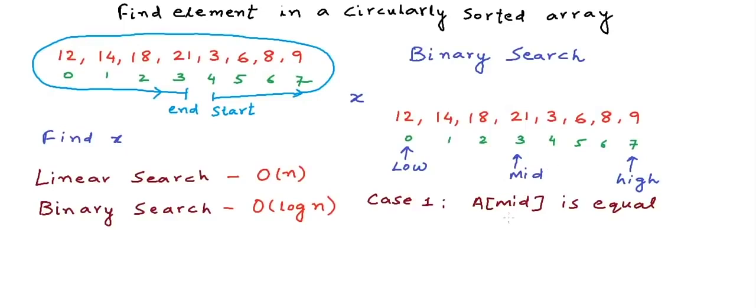And if this is equal to x, our search is over. We will return mid, telling that x exists at index mid. If a[mid] is not equal to x, then if the array was a normal sorted array, we would have gone to either the left half or the right half, depending upon whether x is greater than or less than the middle element. But we cannot apply this straightforward logic to discard one of the halves in this case.